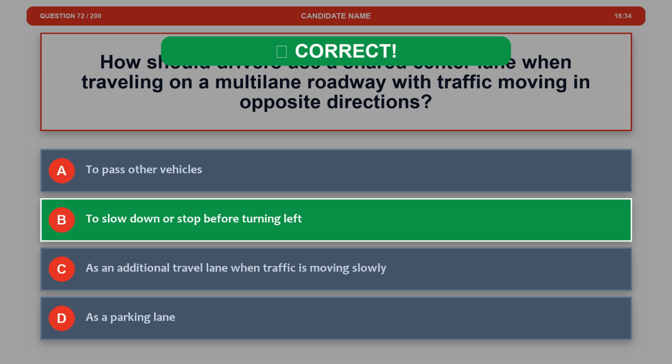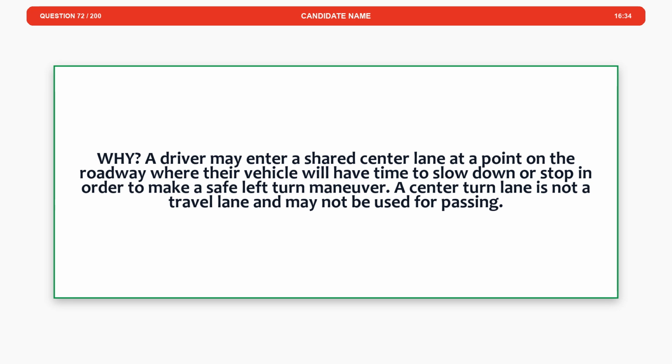The correct answer is option B. To slow down or stop before turning left. Explanation. A driver may enter a shared center lane at a point on the roadway where their vehicle will have time to slow down or stop in order to make a safe left turn maneuver. A center turn lane is not a travel lane and may not be used for passing.